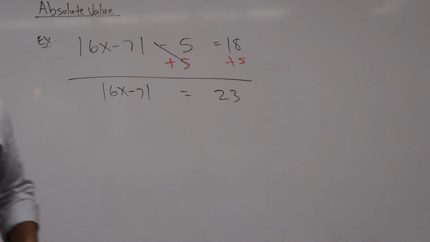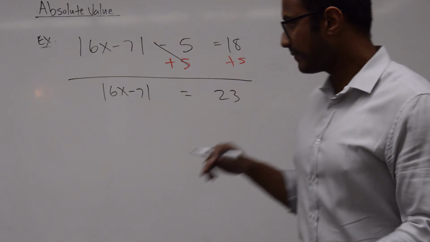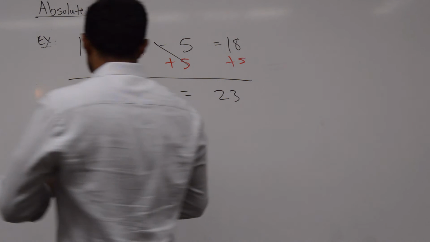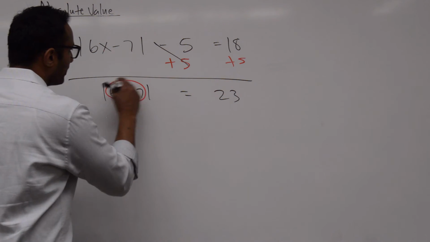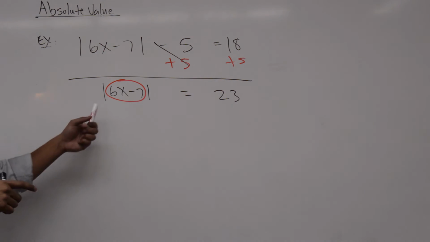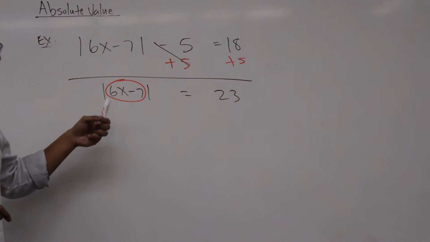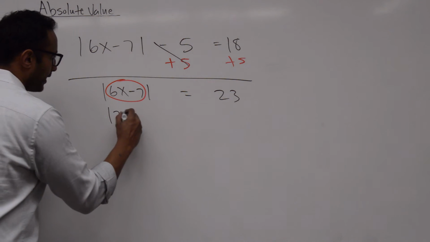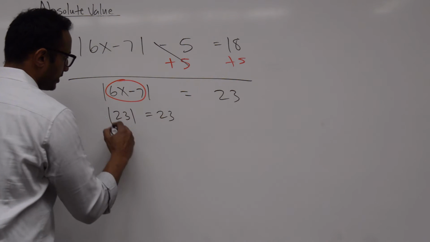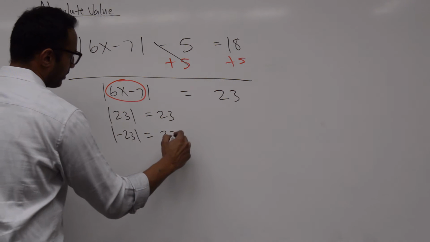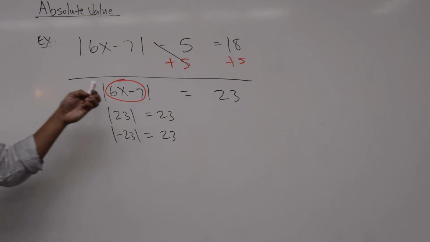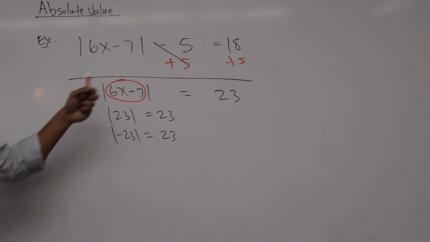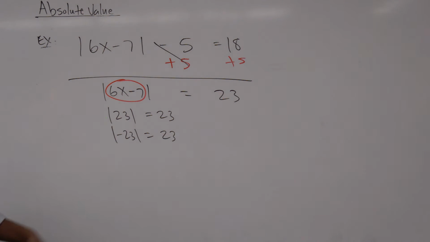Once it's isolated, once there's nothing else on the same side as the absolute value, we can now continue. Now remember, the 6x minus 7, all it is, it's an expression. It represents different numbers depending on what x is. What do we want this to be? Well, we know that the absolute value of 23 is 23, and the absolute value of negative 23 is also 23. So for 6x minus 7, we want to find out for which value of x this expression is equal to 23 and equal to negative 23. That's what we're trying to figure out.